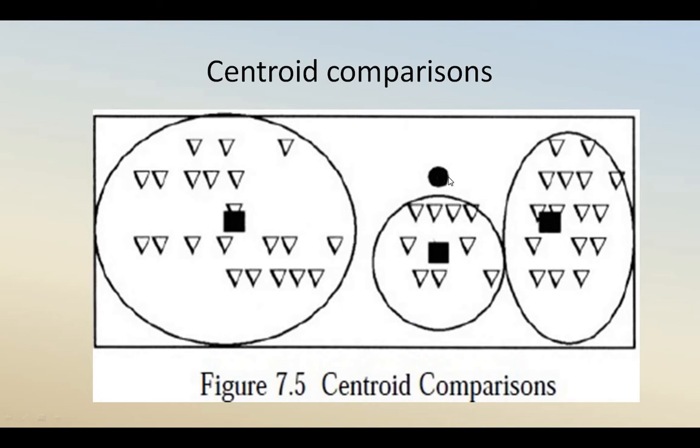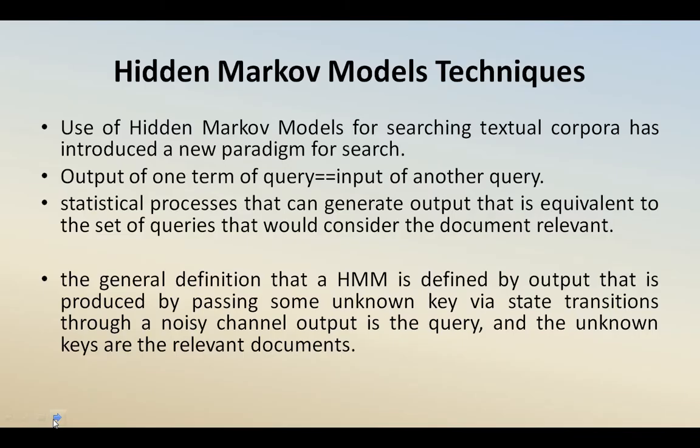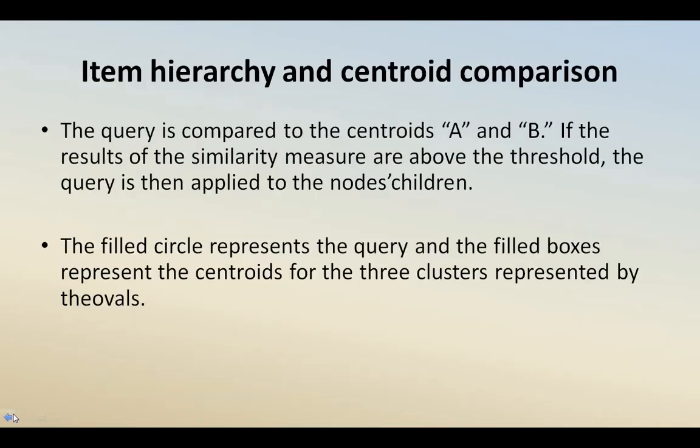Which is nearest to the query? C is the nearest one, so there is more similarity with C, and the result is given from C itself. Like that we will see. So this is the item hierarchy and centroid comparison.